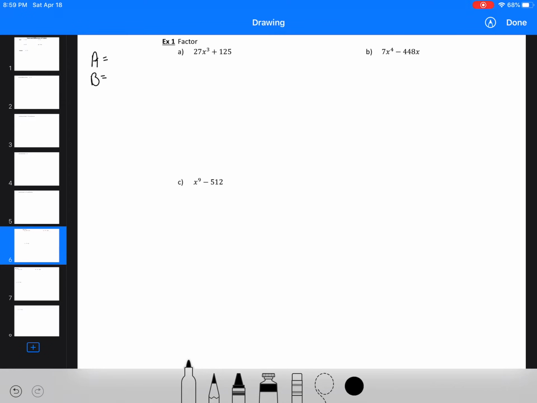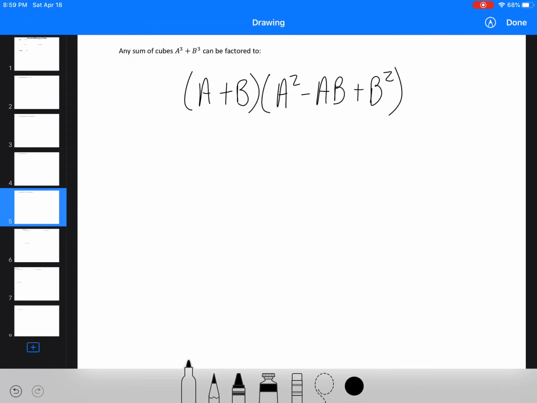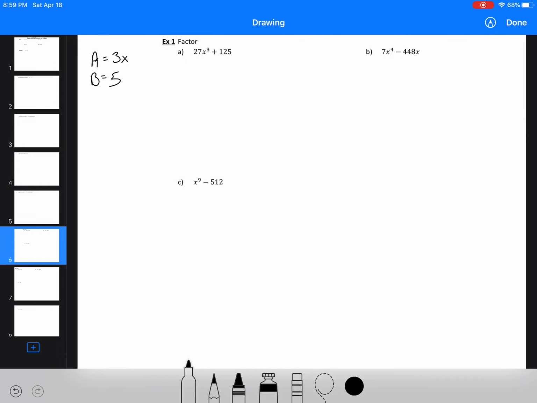The biggest thing is to establish what your a value and what your b value are. The first few examples are kind of easy, but you should get in the habit of just doing this. Your a value and your b value are always the cube root of whatever you're looking at. So here, the cube root of 27x cubed is 3x. So my a value is 3x. My b value is 5.